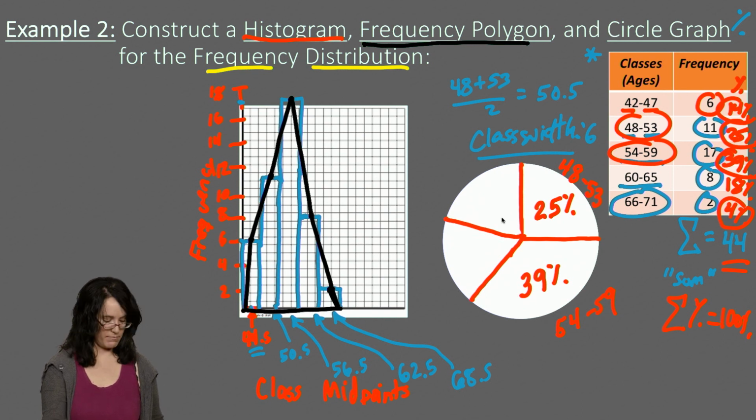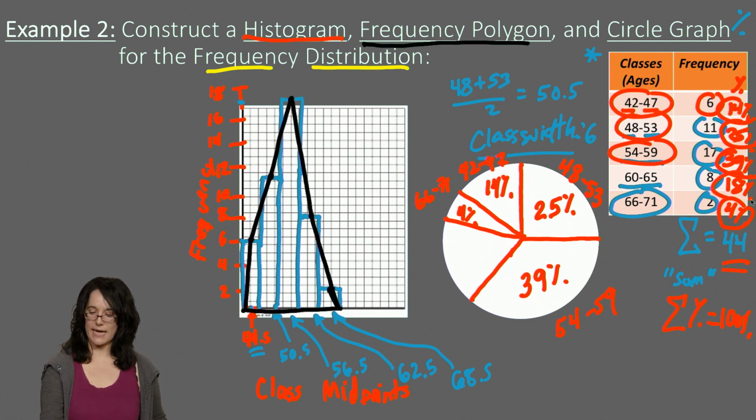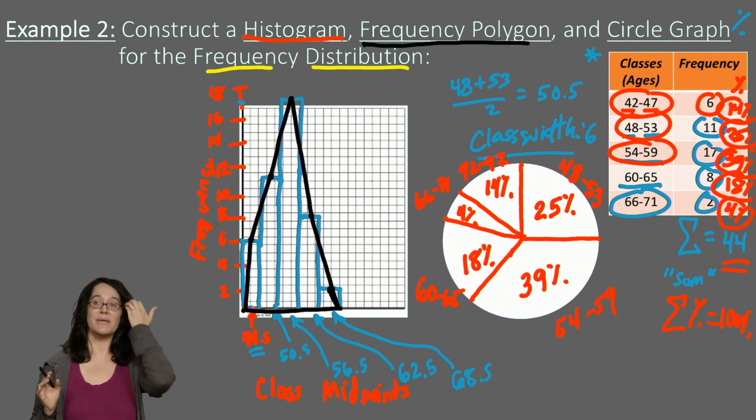So I could make maybe this part here, we could make this part the little tiny 4%, and this part could be the 14%. So 4% was 66 to 71, and 14% was 42 to 47-year-olds. And that leaves us with this 18%, which is a little bit bigger than what we have for 14%, so that kind of makes sense in our picture here. So that would be our 60 to 65-year-olds. So we label all of our pieces, and we just did a basic circle graph.